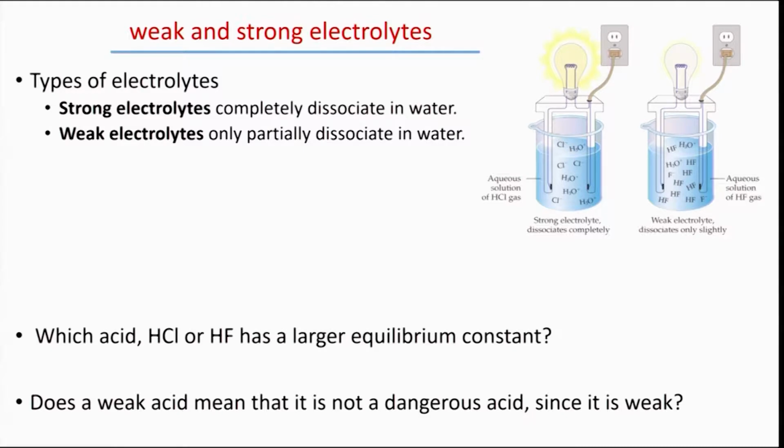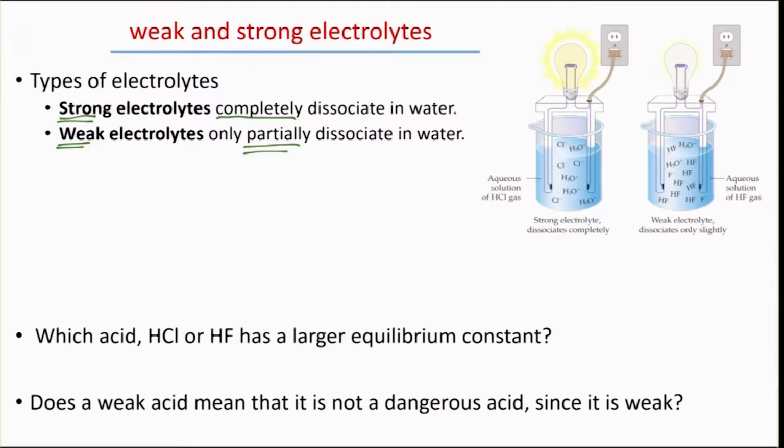All right, we're going to talk about types of electrolytes. So we now have categorized things as either an electrolyte or a non-electrolyte, but in the electrolyte category, you can also talk about strong and weak electrolytes. Strong ones, by definition, completely dissociate. That means the entire electrolyte has broken apart into ions. A weak electrolyte only partially dissociates.